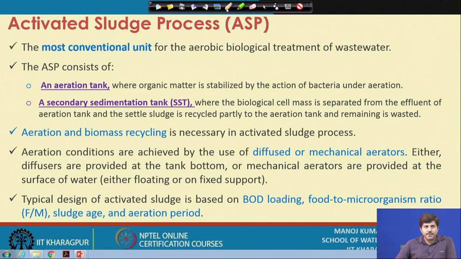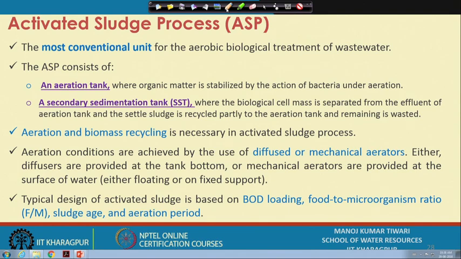The activated sludge process typically consists of two separate chambers, or two separate tanks. There has to be an aeration tank, where the organic matter is stabilized or decomposed by the action of bacteria under aeration. And then there is a secondary sedimentation tank, also known as the secondary settling tank or secondary clarifier, where the biological cell mass is separated from the effluent coming from the aeration tank. The sludge settles at the bottom while the effluent finds its way out from the top. So this is essentially a separation process where the solids are separated from the mixed solid-liquid state.